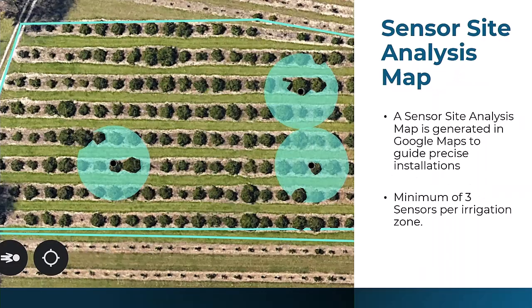So the next thing we do is we create a sensor site analysis. This is basically a recommendation of where to install the sensors. This map essentially guides the installation process, ensuring that the sensors are placed strategically. So instead of us coming out and just installing at the end of the row because it's convenient, we strategically place these sensors to pinpoint areas within your block that will provide that most accurate data. And we use a minimum of 3 sensors per irrigation zone to make sure that we capture these data points.